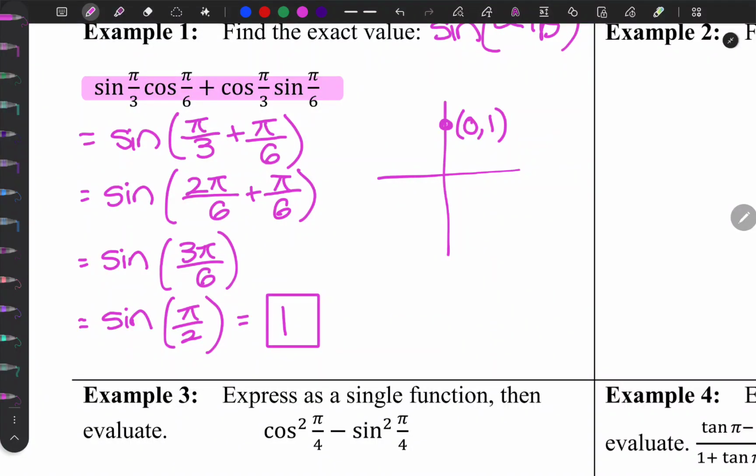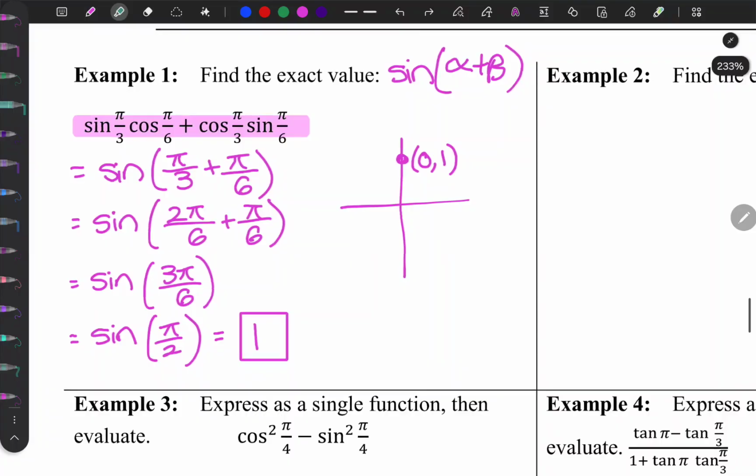You could calculate this the long way because we do know exact values for the angle pi over 3 and pi over 6. But if you came back to this original, it's going to take you a little bit longer to do that compared to just combining them and only having to find one.